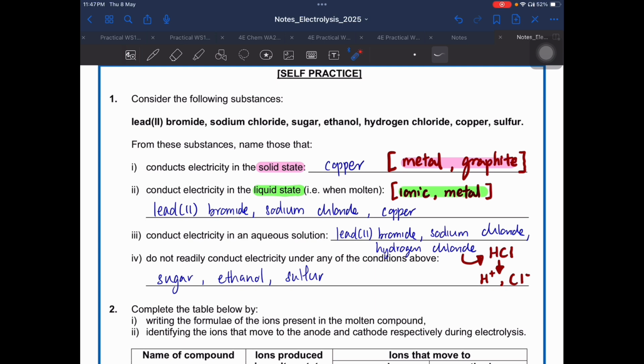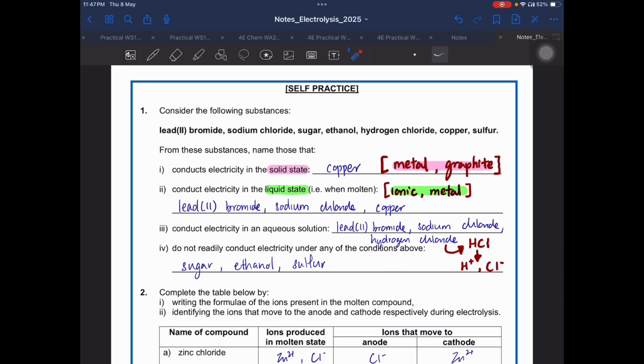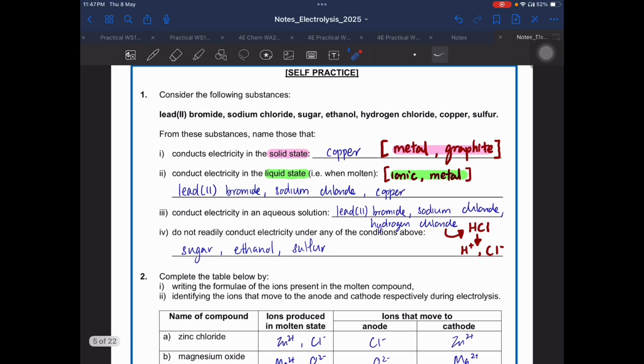But other than that, the non-electrolytes are as per what I mentioned just now. Usually your non-metals like sulfur, covalent substances like sugar, organic compounds like ethanol. So I think this is a good recap, and also a reminder about the more unique kind of situation.